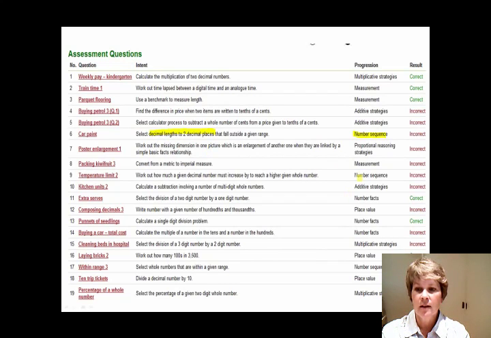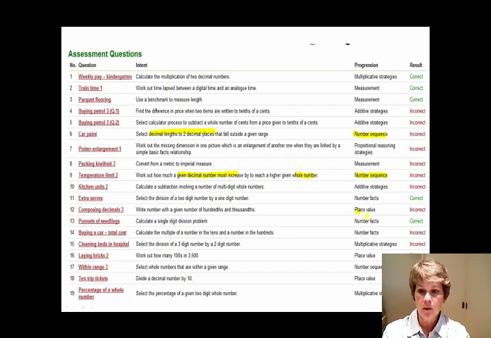Coming down, the next knowledge one is number sequence, and this is again a decimal number, the difference between a decimal number and a whole number. Number facts progression here, and the learner got that one correct, and that was about division of a 2-digit number by a 1-digit number. So that tells me that the learner has got some whole number division facts, and therefore multiplication facts.